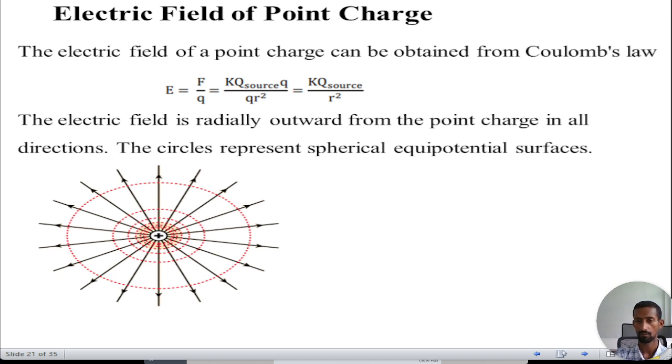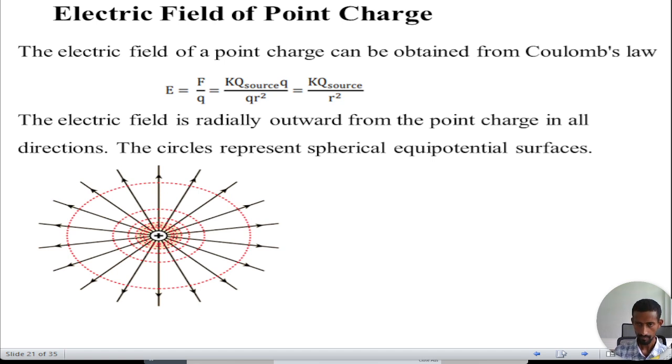So now we can relate the force with Coulomb's law. The force can be determined from Coulomb's law. So the electric field E can be defined as F divided by Q, because we defined in the previous class that the force is directly proportional to the magnitude of the two charges and inversely proportional to the square of the separation distance.